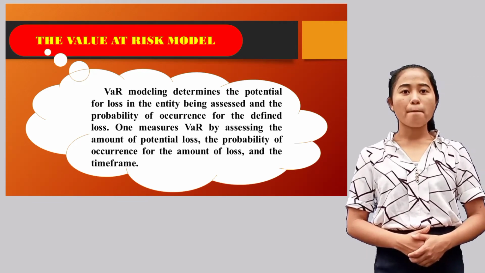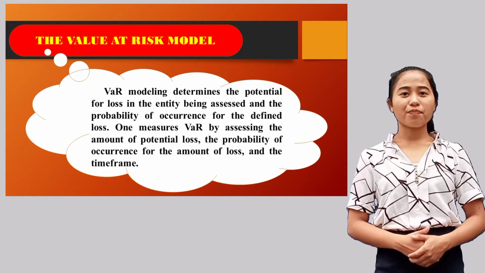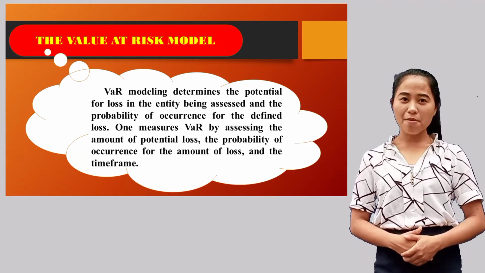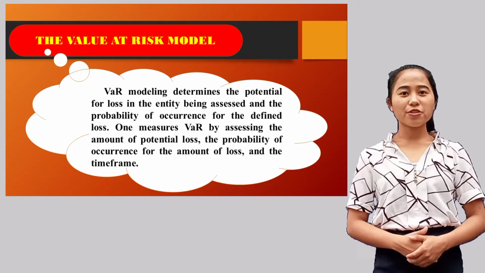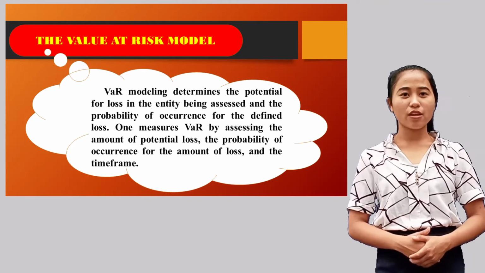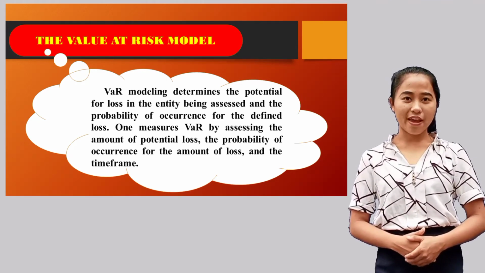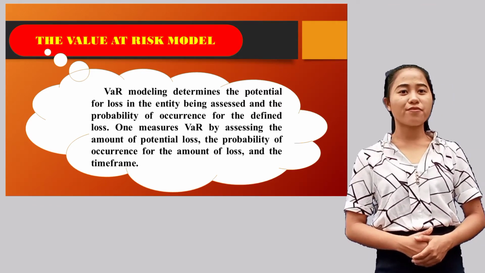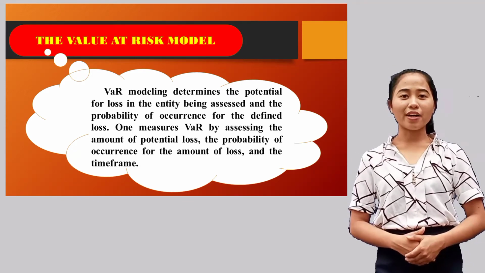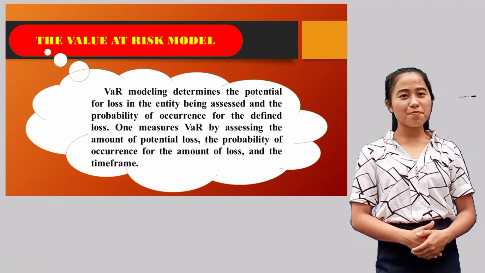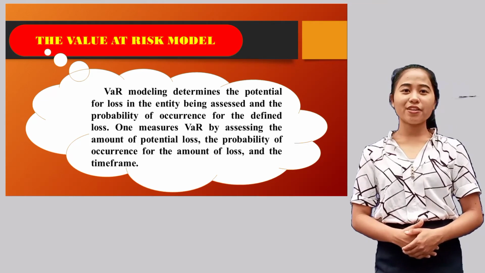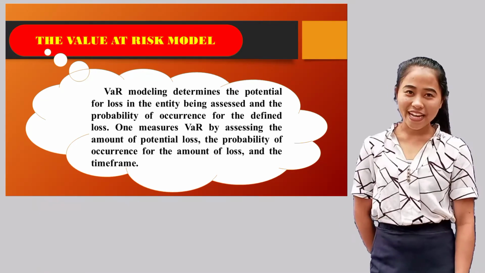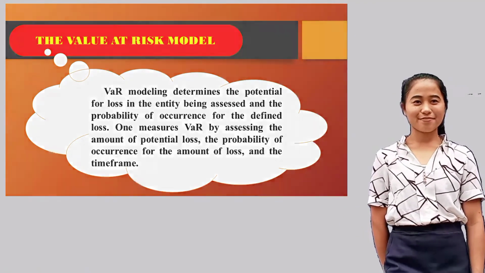One measures VAR by assessing the amount of potential loss, the probability of occurrence for the amount of loss, and the time frame. For example, a financial firm may determine an asset has a 3% 1-month VAR of 2%, representing a 3% chance of the asset declining in value by 2% during the 1-month time frame. The conversion of the 3% chance of occurrence to a daily ratio places the odds of a 2% loss at 1 day per month. And that's all for the understanding value at risk.